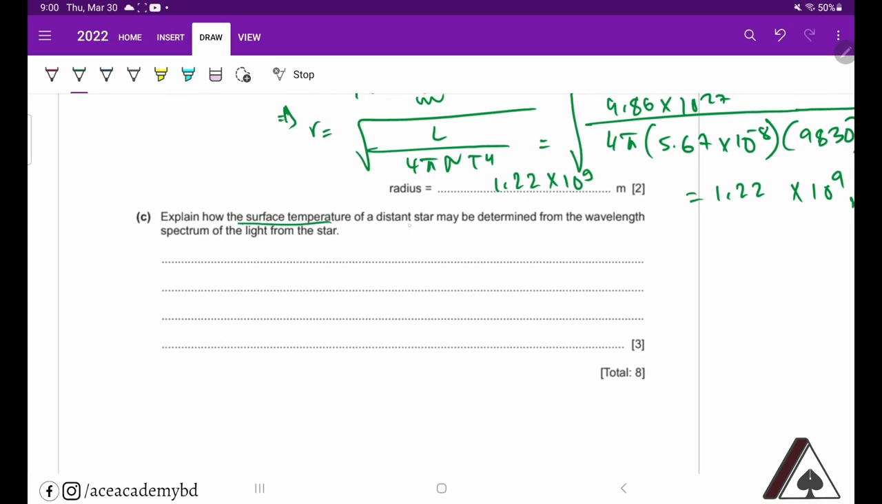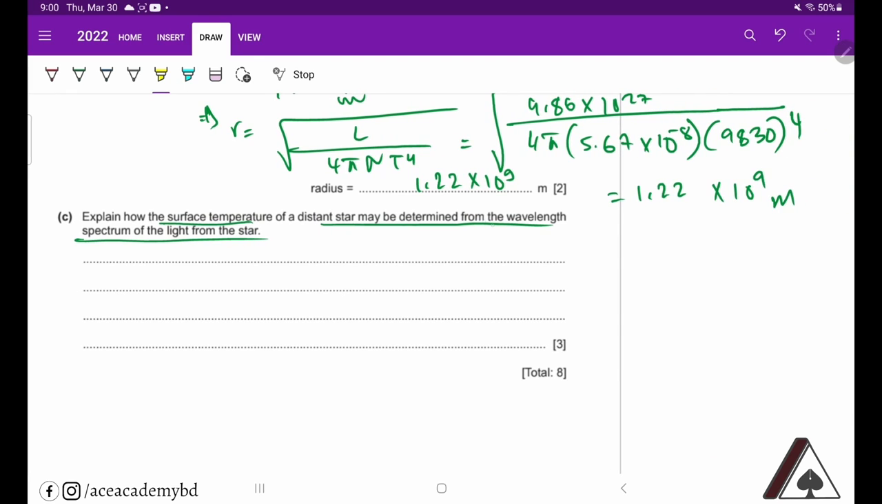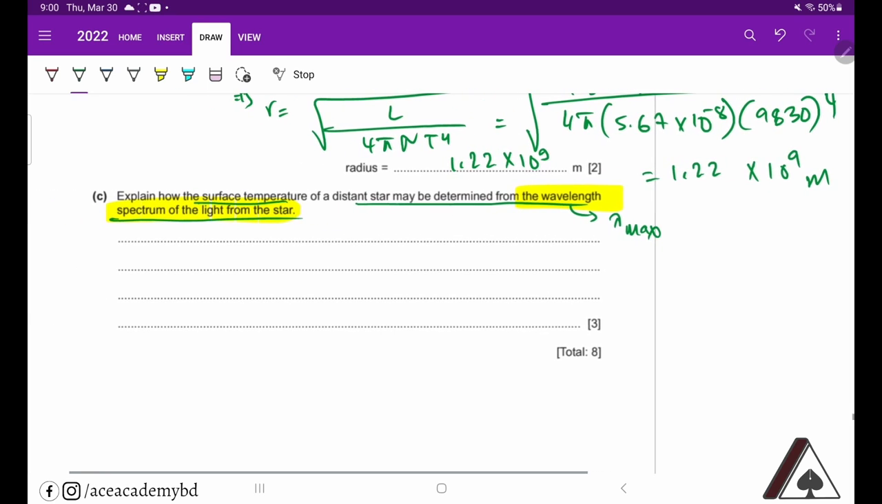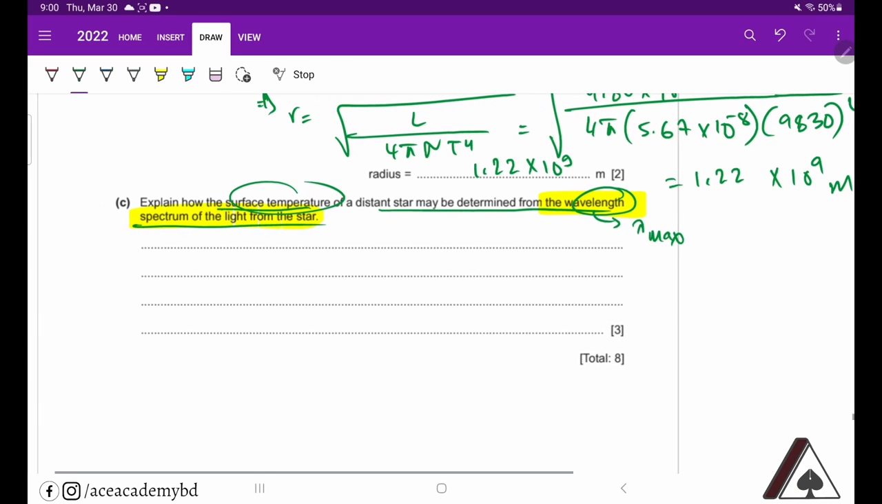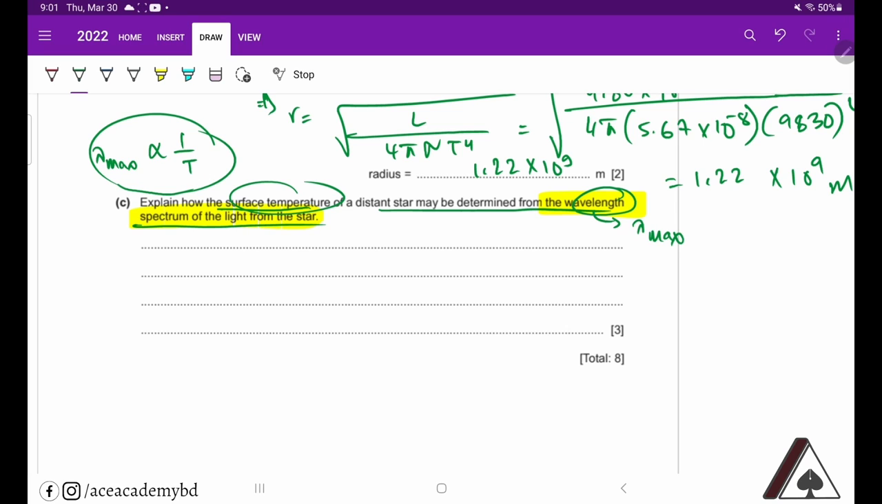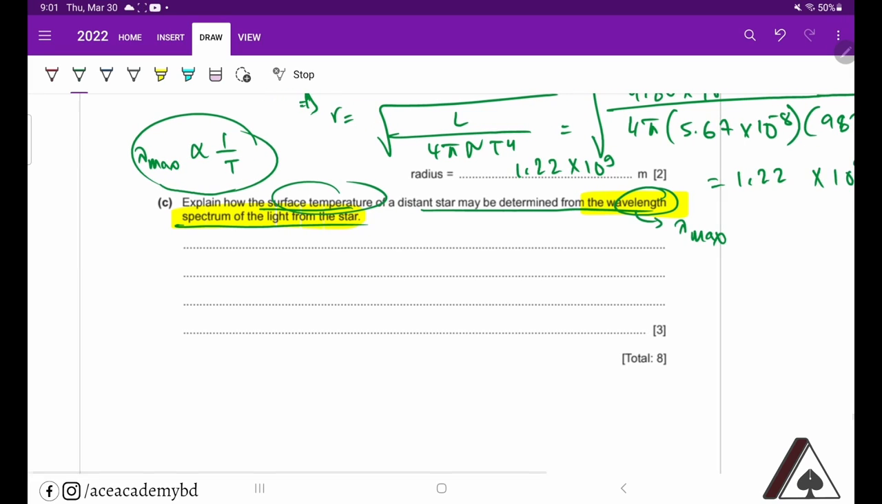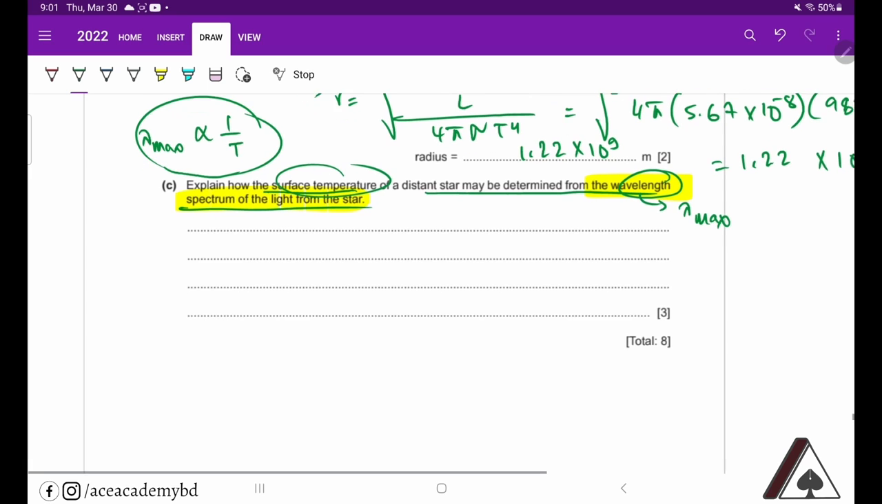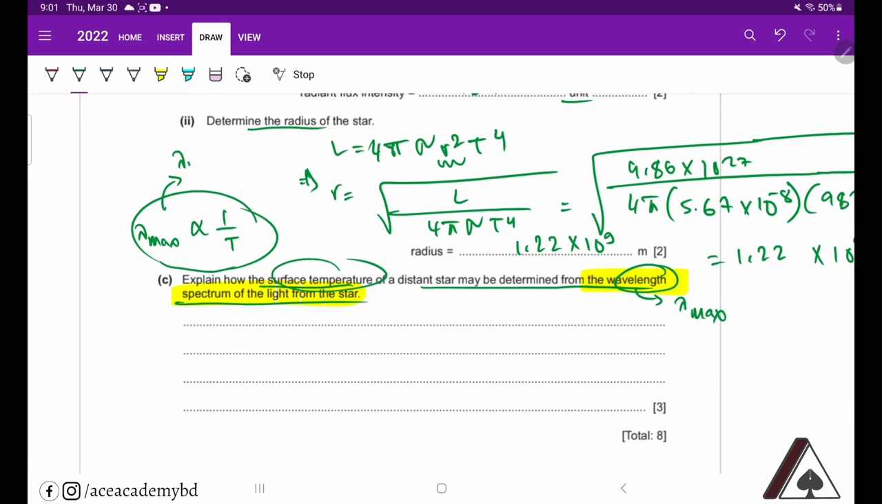Next part, it says explain how the surface temperature of the distant star may be determined from the wavelength spectrum of the light of the star. Since they have given us the wavelength spectrum of the star, this means that we can find out the wavelength of peak intensity from this spectrum. Whenever they're talking about temperature and wavelength, we just have to think back to Wien's displacement law, which basically says that lambda max, or the wavelength of peak intensity, is inversely proportional to the surface temperature in Kelvin, or the thermodynamic temperature at the surface. That's the thing which you have to remember.